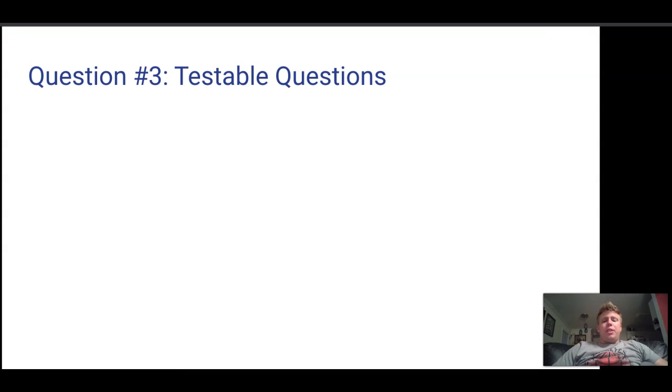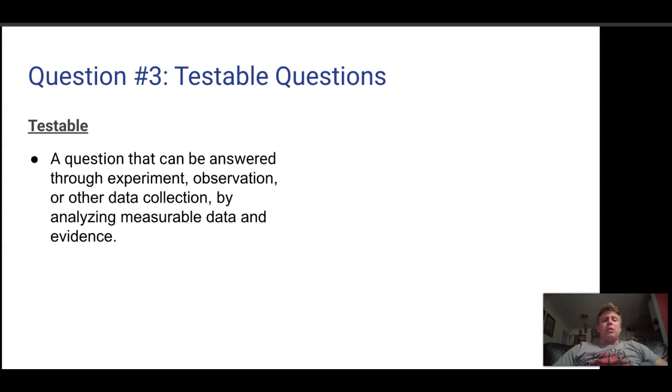So the first question that a lot of you struggled with was question number 3. Question number 3 was talking about testable questions and what makes a question a good question in science. The first definition I wanted to give you is what a testable question is, which is a question that can be answered through experiment, observation, or other data collection by analyzing measurable data and evidence. Testable questions tend to be specific in scope.